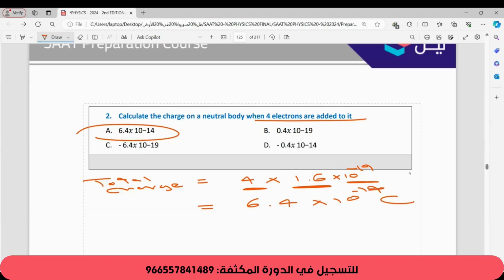Not A. Sorry, guys, I just said hurry up. No, it will be here, with 10 to the power minus 19. Now, if you see, we consider here the negative sign, and here we have minus 19 and this number. We put the minus because the charge is negative. So it will be C. Clear, guys? Good. It's similar to the previous question.